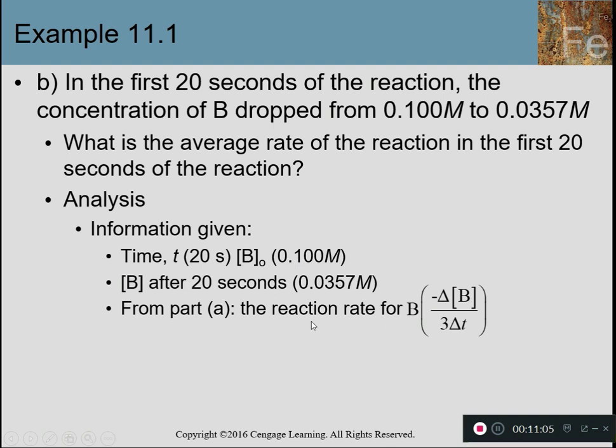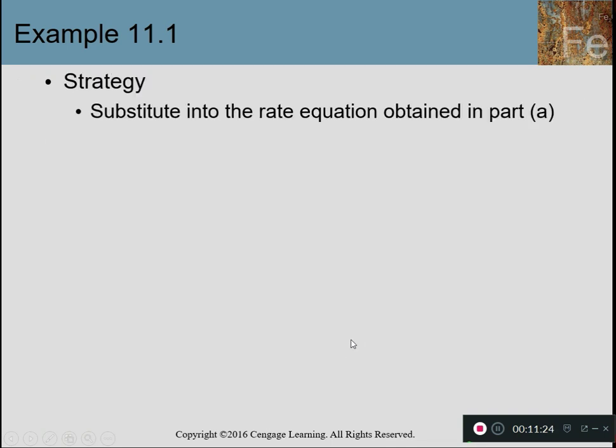We already said that the rate of the reaction, if we're expressing in terms of B, is going to be negative change in concentration of B divided by 3 and divided by time. So we're going to put all of our numbers in. We have the initial, we have the final. Remember, delta is always final minus initial. And we have the time.